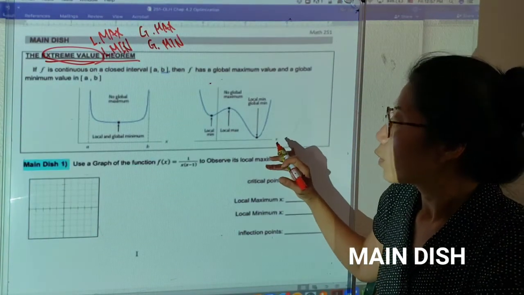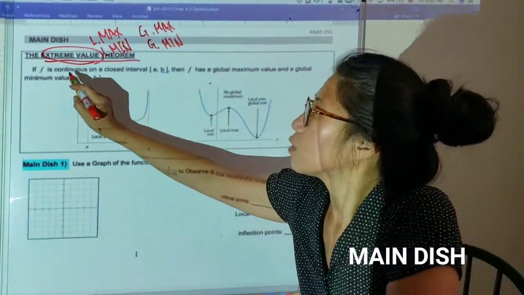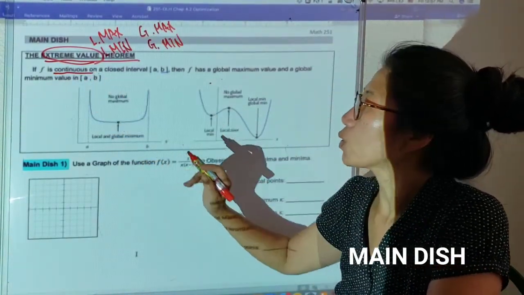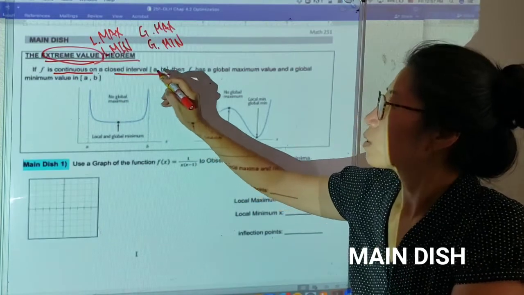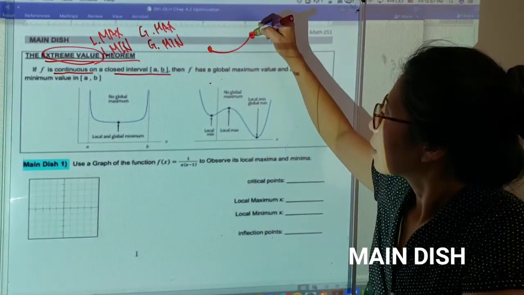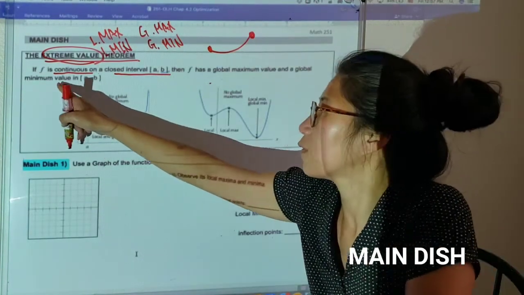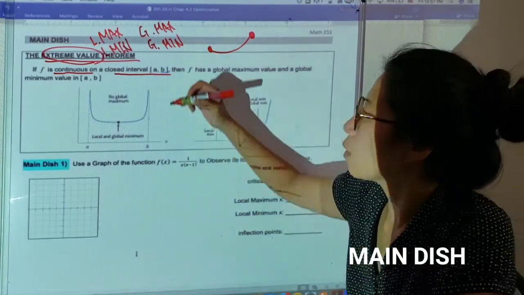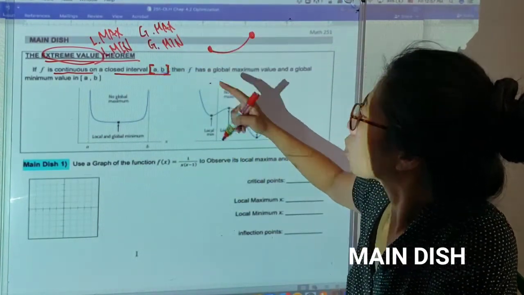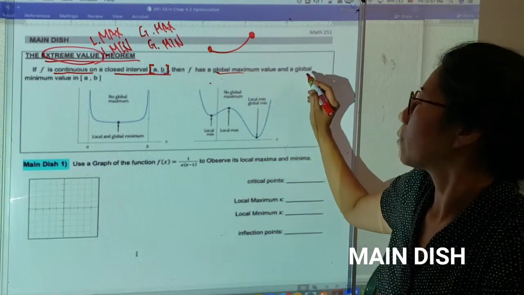So when you look at here, the extreme value theorem is a little bit abstract, but as you see, f always has to be continuous on a closed interval. That means a closed circle. Then f has a global maximum value and global minimum value in the closed interval. Remember, it has to be closed. So if my graph looks like this one, then I must have a global maximum and global minimum.